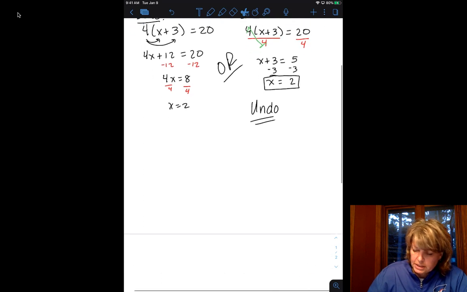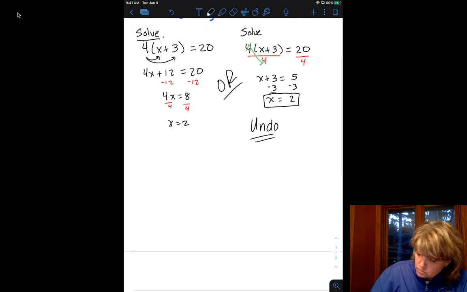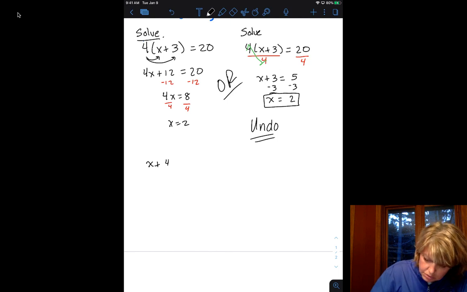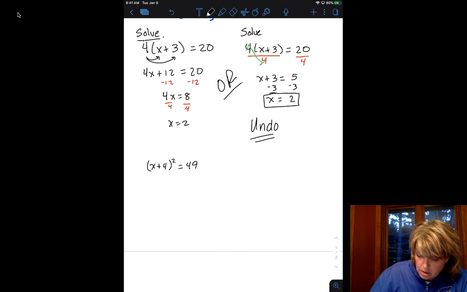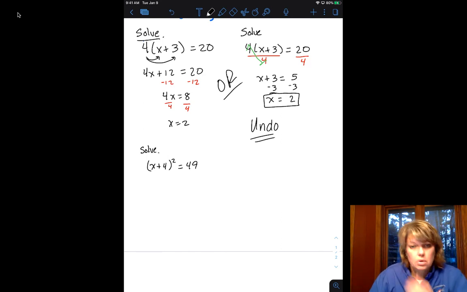Okay, so let's take a look at another one. If I give you the equation x plus 4, oops, that wasn't very neat. x plus 4 quantity squared equals 49. Again, the directions are to solve. We want to get the x that makes that true.